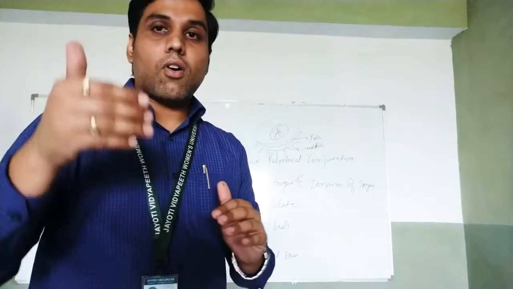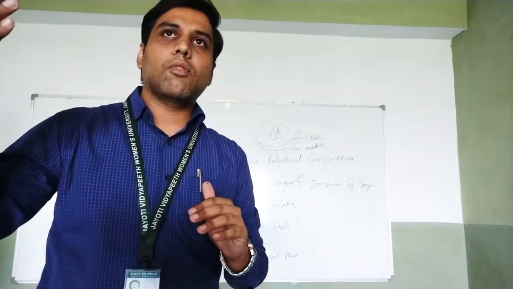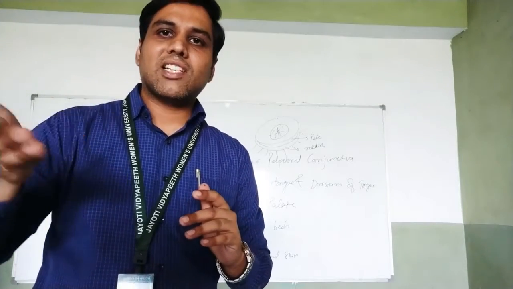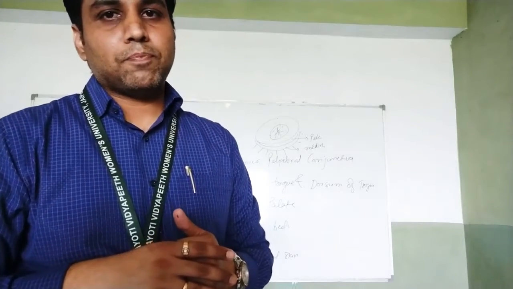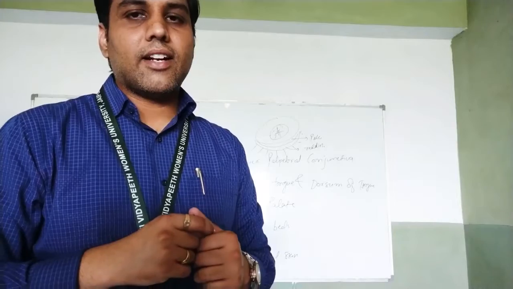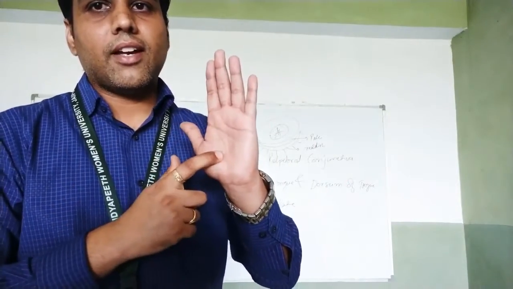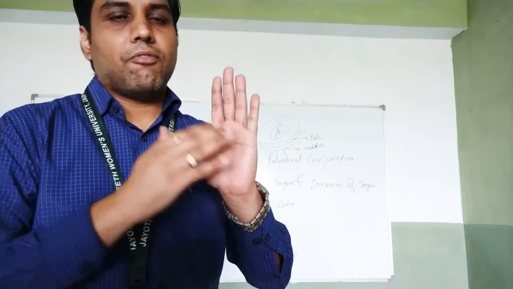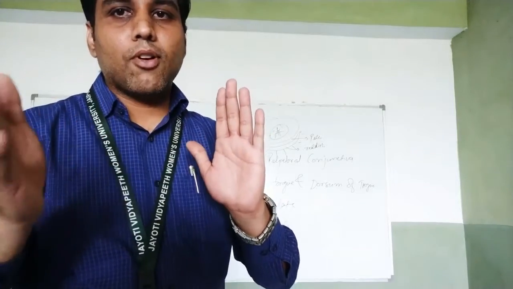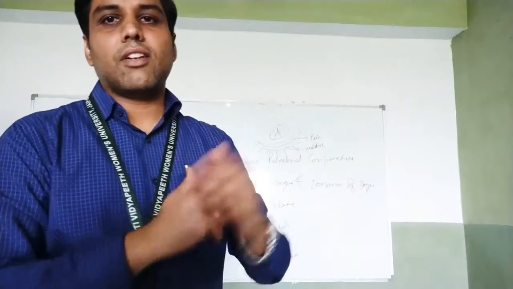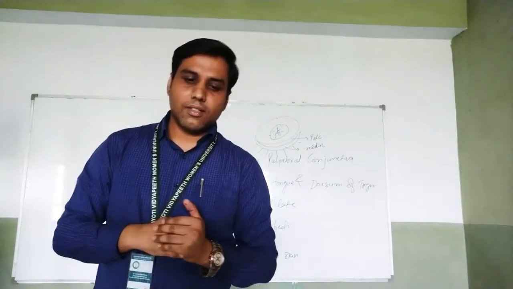But this occurs when the hemoglobin concentration is very low, when it goes below 6 or 7 gram percent. At that time you will get this kind of sign. So pallor in the palms can be identified when the hemoglobin becomes below 6 or 7 gram percent. These are the parts.